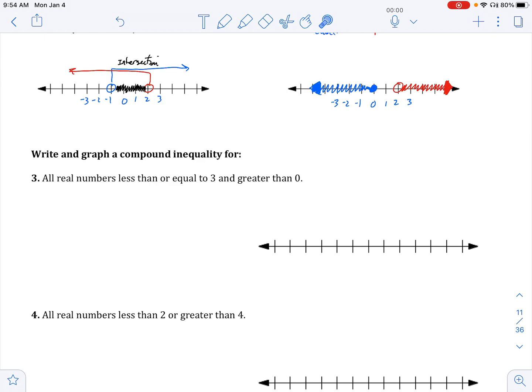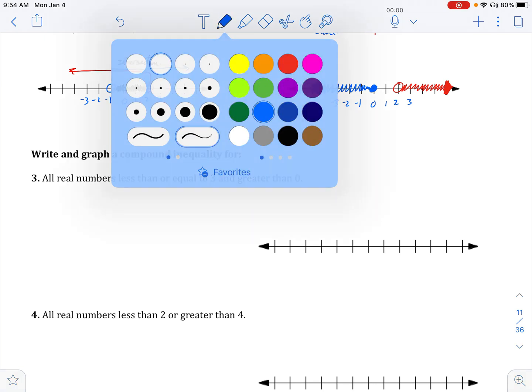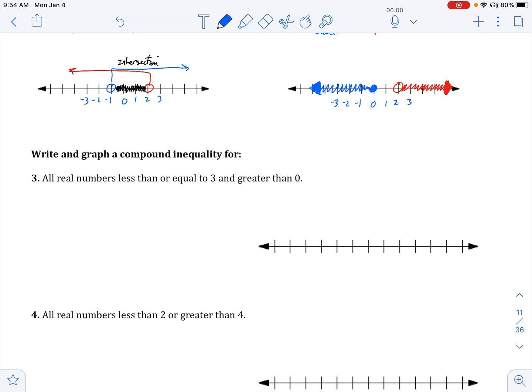All right, problem number 3 here. It's going to ask us to write and graph the compound inequality for the following. And it says all the real numbers less than or equal to 3 and greater than 0. So if I say all the real numbers less than or equal to 3, I'm going to get x here is less than or equal to 3.